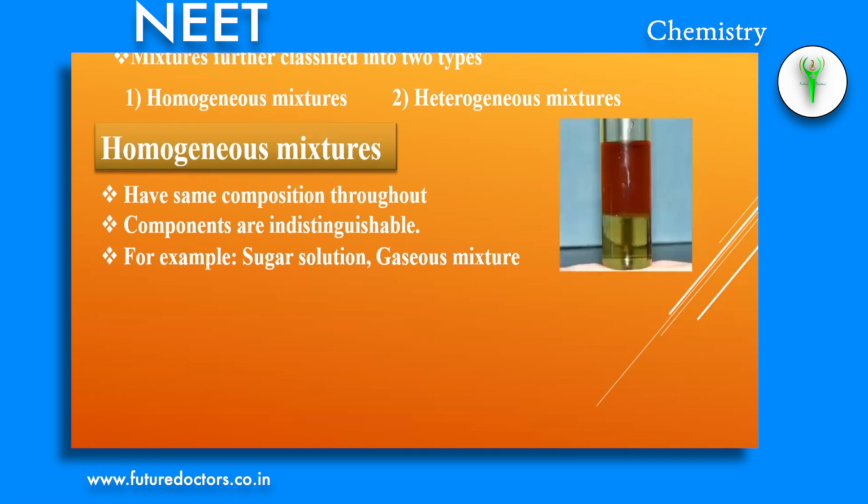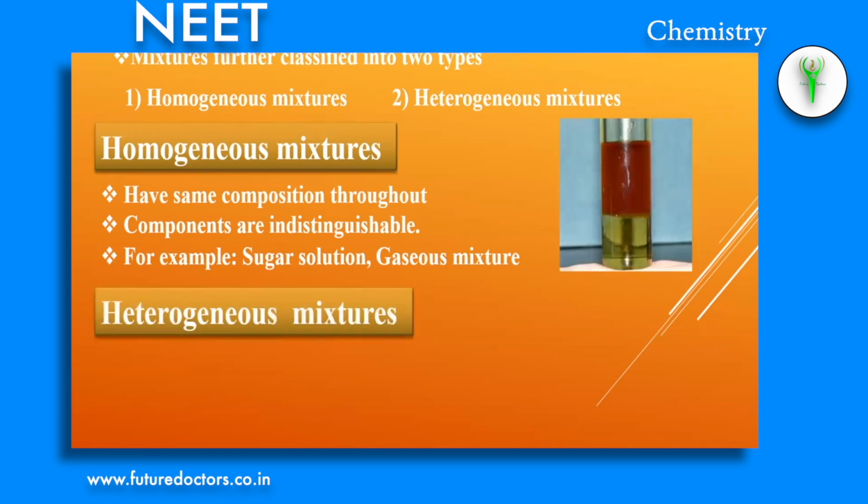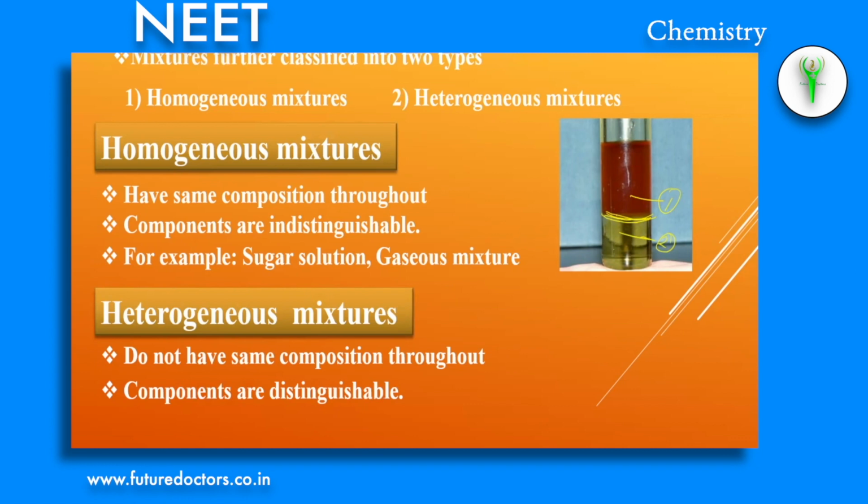The second type is the heterogeneous mixture. You can see this diagram. Here is the first component, and this is another component. Now we can clearly distinguish between these two. There is a separation between these two phases. This is one phase, this is another phase. They are distinguishable, and they do not have the same composition throughout. Can you tell an example for a heterogeneous mixture? Sand and water.